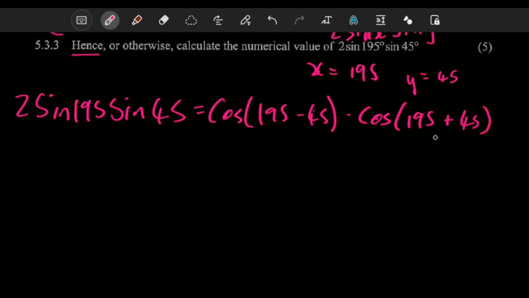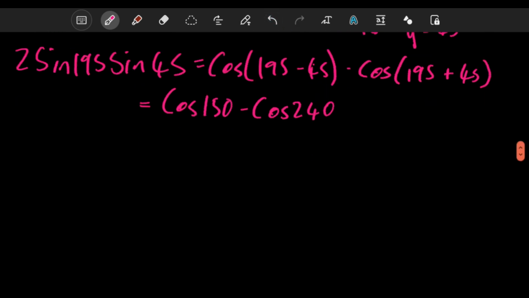So here you can just simplify on the right side. This minus that is going to give you 150, and the other one is going to give you 240. So this is cos 150 minus cos 240. These numbers, always try and write them in terms of special angles. Like here, cos 150 is close to 180, so you can put 180 minus 30.